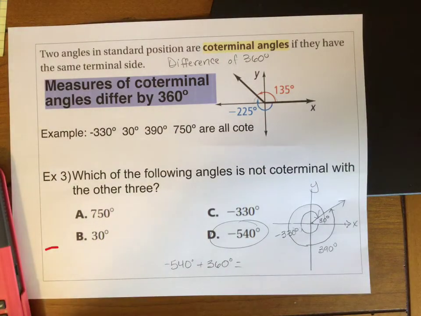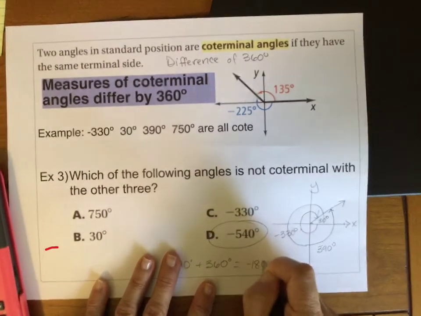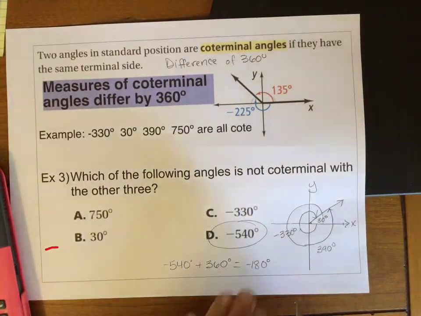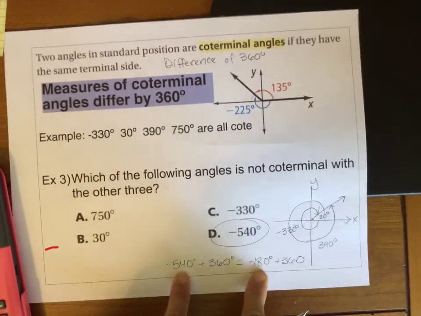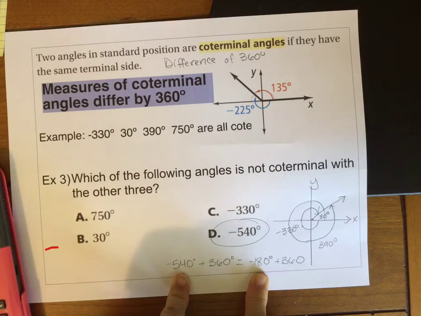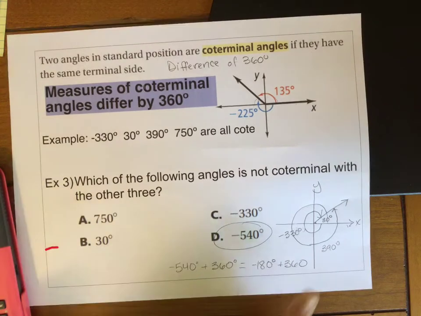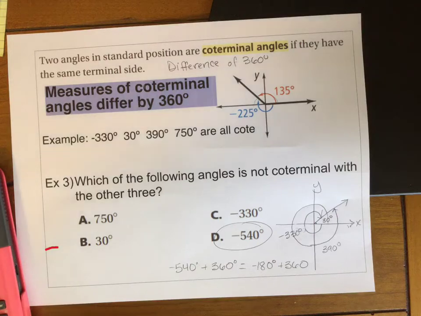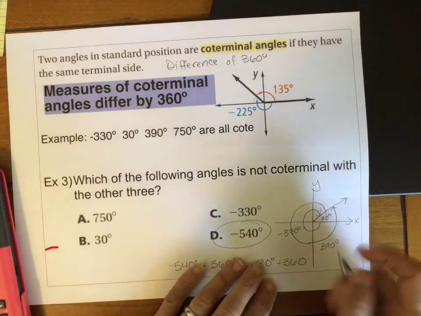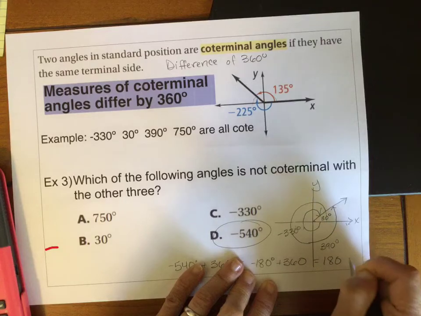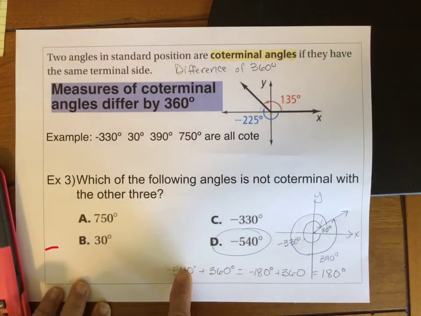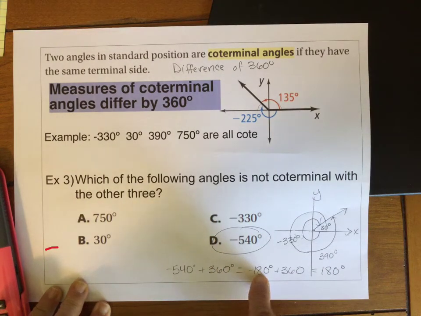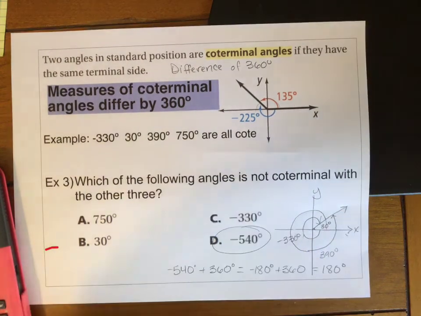So negative 540 plus 360 is negative 180. Guess what? We're not there yet. So if I add another 360 degrees, this does mean that negative 180 and negative 540 are coterminal. But let's add another 360 to see what it is between 0 and 360. Then I get a positive 180 degrees. So negative 540 is coterminal with negative 180, which is coterminal with positive 180.